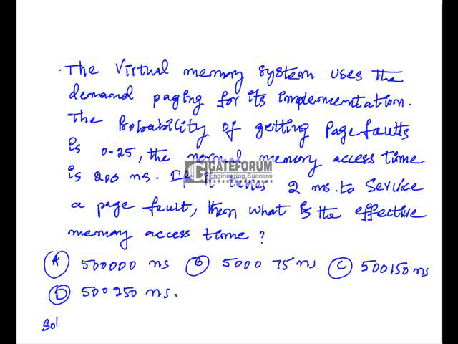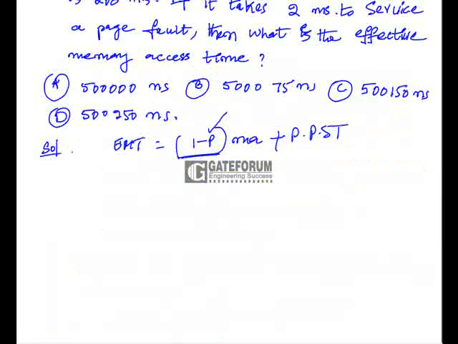In a demand paging system, for the effective memory access time there is one formula: (1 minus p) into memory access time plus p into page fault service time. Here p is the probability of getting a page fault. Already we know that 0.25 is the probability of getting a page fault. Then 1 minus 0.25 becomes 0.75. So 0.75 into the memory access time, which is 200, plus p, which is 0.25.